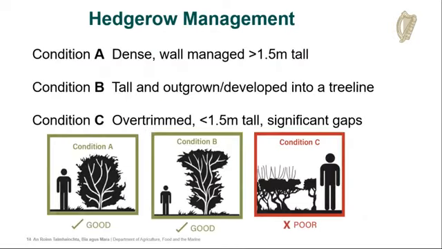If you have a hedgerow, then it's the same, it's either in condition A, B or C. Now condition A and B are rewarded equally, and condition C is no marks. So it's rewarding hedges that are dense and well managed, dense at the base and well managed, or they can be tall and unmanaged and on their way to growing into a tree line, or else be a fully developed tree line. But if a hedge is over trimmed and is less than 1.5 meters tall with significant gaps, there's no points there for that. So that's all I'm going to say about hedgerows for today, and we'll talk about them a good bit in the training session in early June.